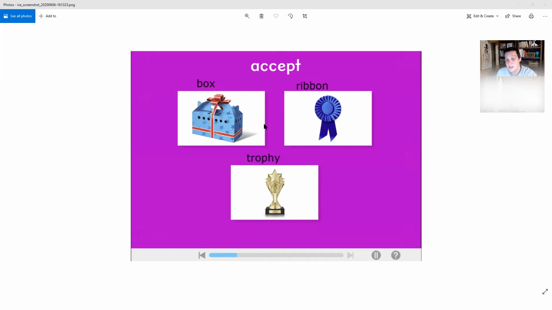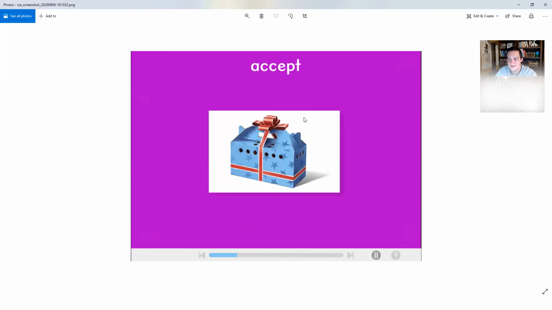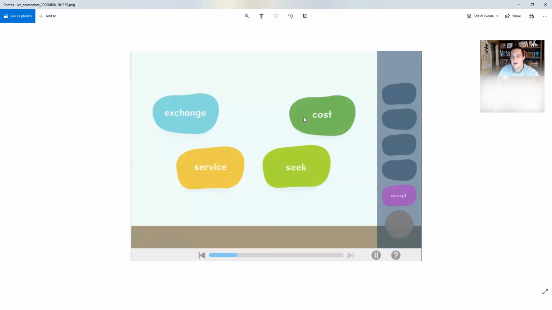So which one do you want to accept? Do you want a box with an animal? Do you want a ribbon? Or do you want a trophy? A trophy. You want the trophy? Yes, if it's gold, I guess. I mean, a golden trophy. Yes. Other than that, I like animals, so I want the box. Give me the box.